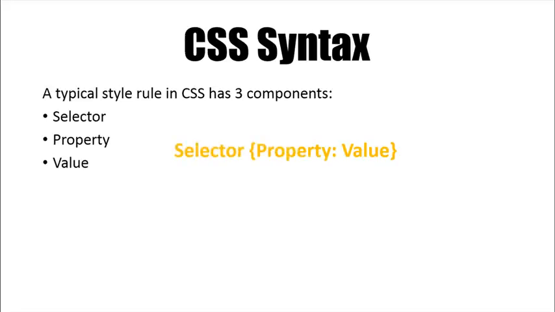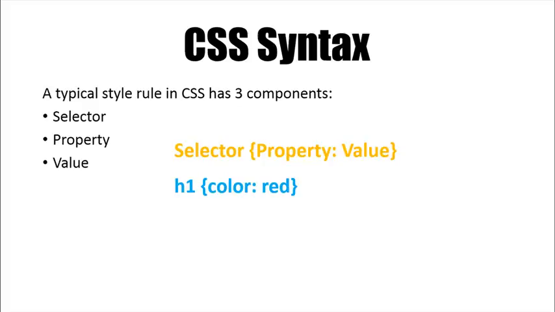So this is how you write CSS rules first of all. You have to type in your selector, and then within curly braces you have to first mention the property and then put a colon and give a space and mention the value that the property needs to have. And you could also put in a semicolon.